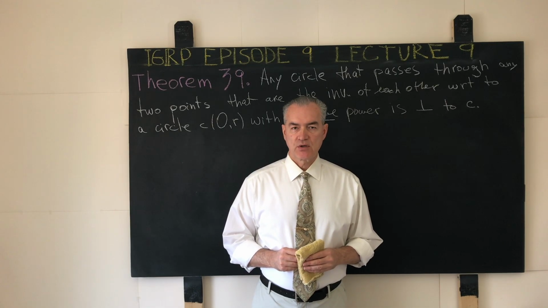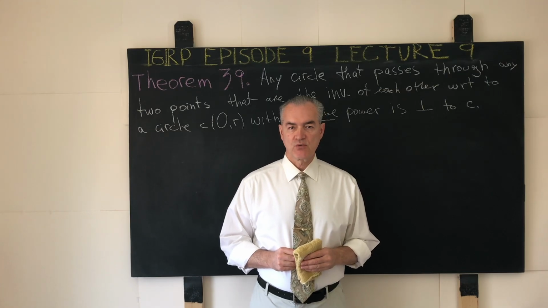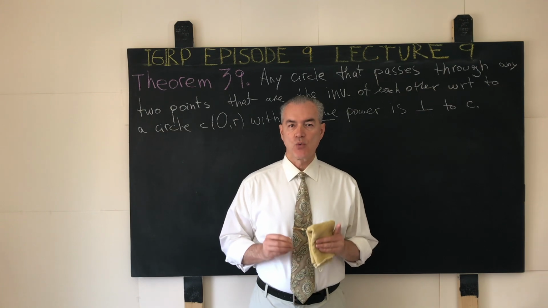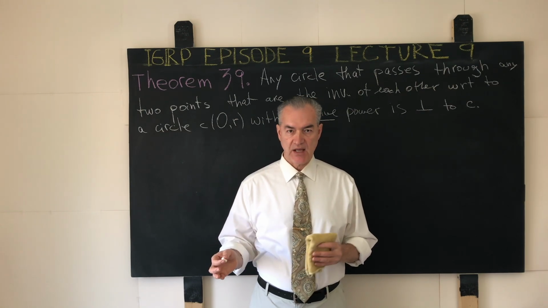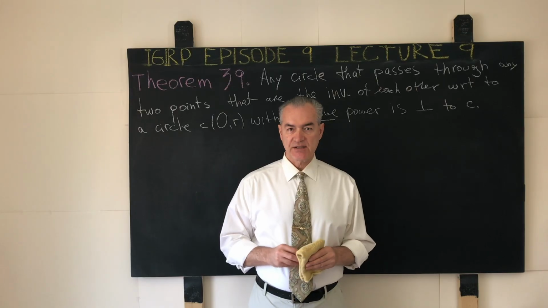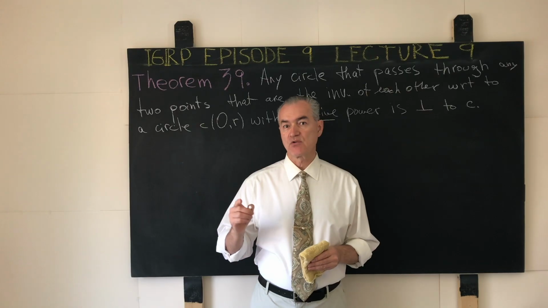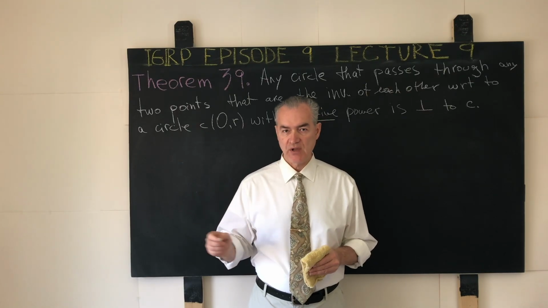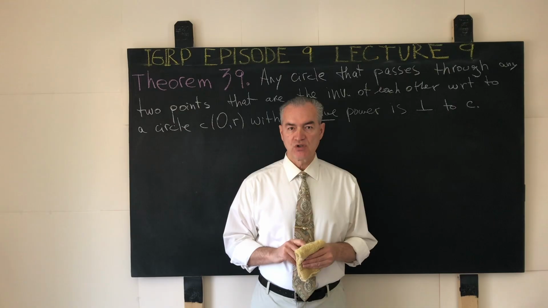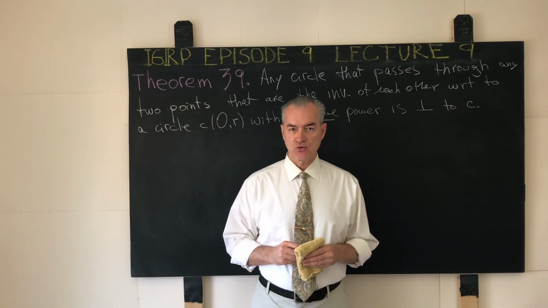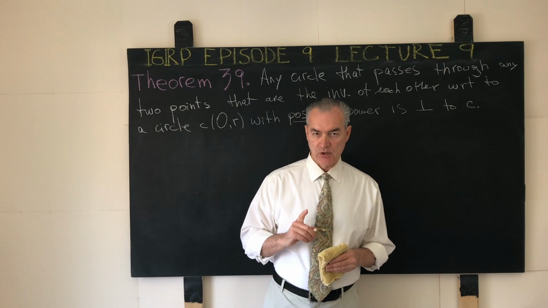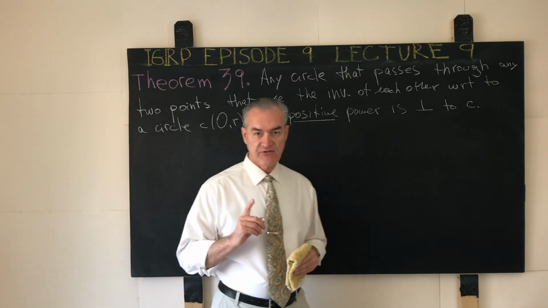Here we pay attention because the previous two theorems that we discussed in the previous two segments, theorem number 37 and theorem number 38, apply to inversion of the real plane with respect to a circle with both powers, positive and negative. But the next three theorems, theorem number 39, theorem number 40, and theorem number 41, will apply only to inversions of the real plane with respect to a circle with positive power, not negative power, but positive power only.